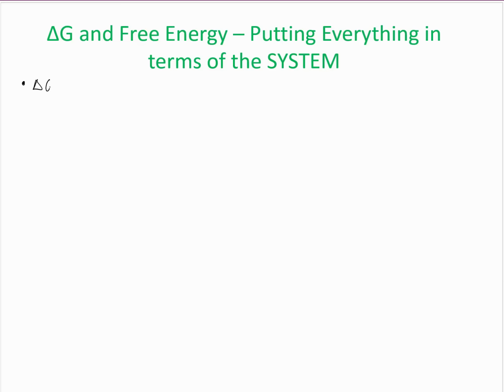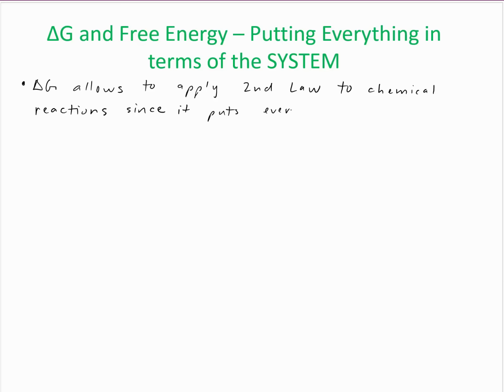So delta G, it's called Gibbs free energy. It allows us to apply the second law to chemical reactions or processes, since it puts everything in terms of the system.